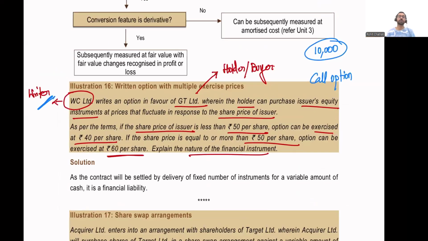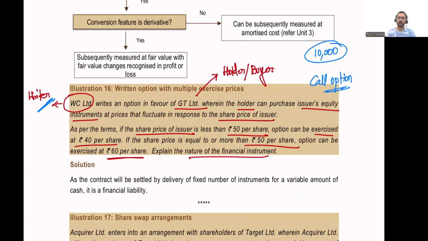We'll consider this call option as a financial liability and not as equity on day one. At the time of issuance, it will be considered a financial liability because the amount of consideration that WC is receiving is not fixed, but variable. It can be either 40 or 60 depending on the market prices, and therefore we are going to call this a financial liability and not equity. So the contract will be regarded as a financial liability because we are going to receive a variable amount of cash.